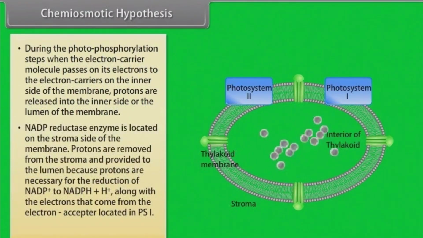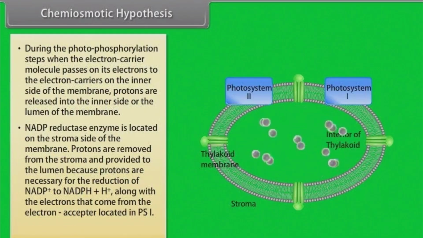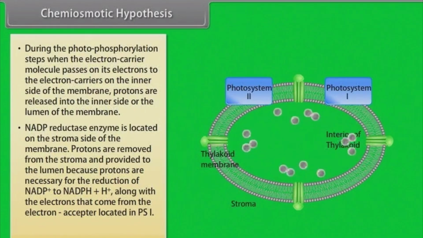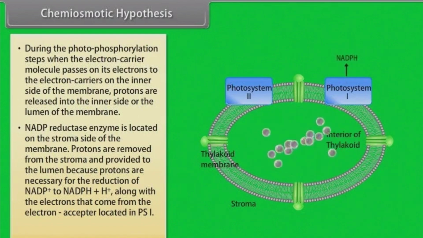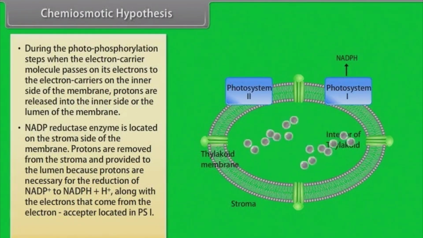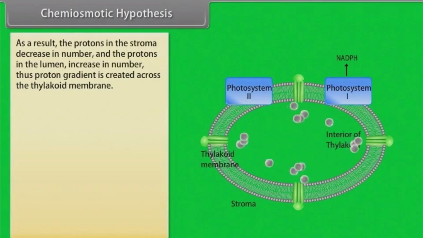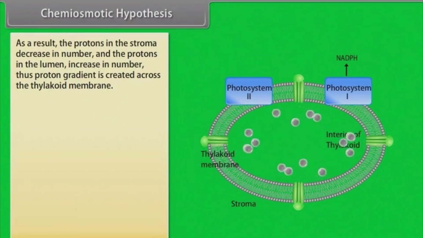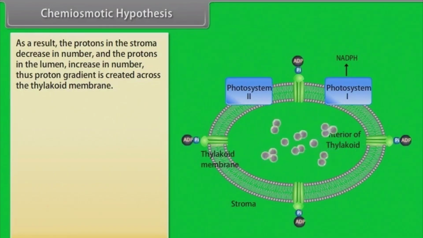NADP reductase enzyme is located on the stroma side of the membrane. Protons are removed from the stroma because protons are necessary for the reduction of NADP+ to NADPH plus H+, along with the electrons that come from the electron acceptor located in PS1. As a result, the protons in the stroma decrease in number and the protons in the lumen increase in number. Thus, a proton gradient is created across the thylakoid membrane.